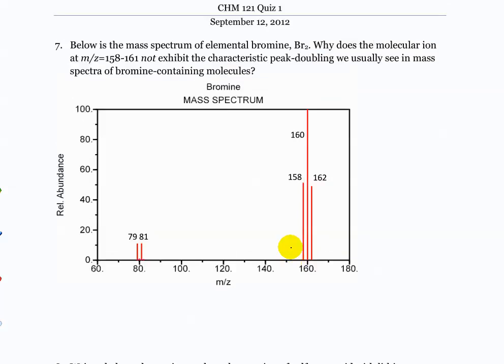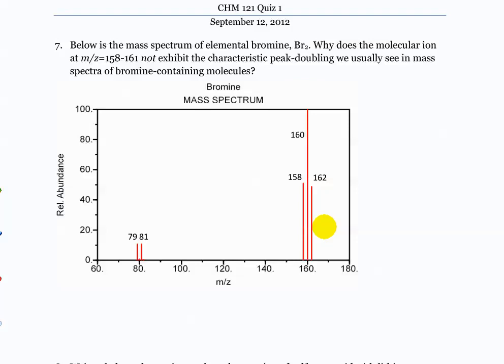All right, and then this one from the makeup lab. I know I talked with a few people about this over the weeks as you were working through those problems. The mass spectrum of elemental bromine Br2 is here, and this was actually one of the questions on that lab, right? Why does the molecular ion over here not exhibit the characteristic peak doubling that we usually see in a mass spectra of bromine-containing molecules, where you have the kind of double peak, is what that's talking about.